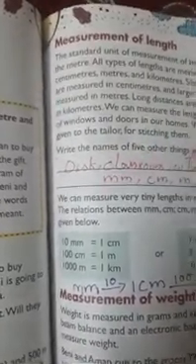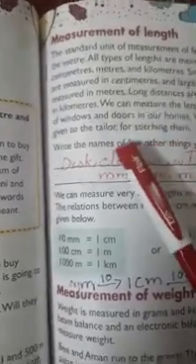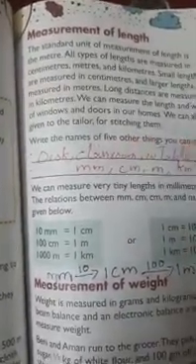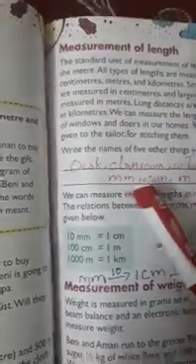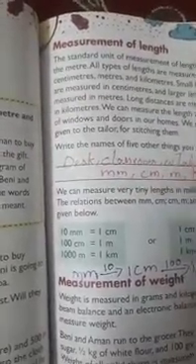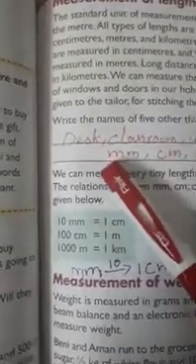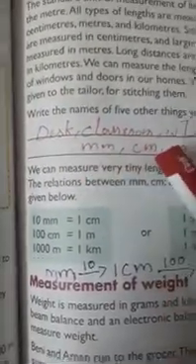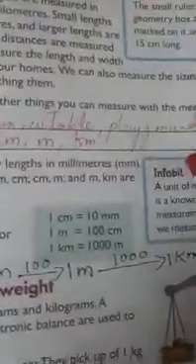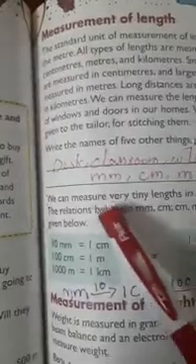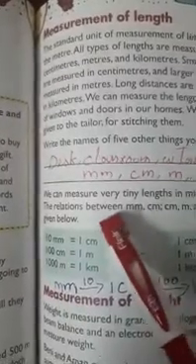We can measure the length and width of windows and doors in our homes. We can also measure the size of clothes to be given to the tailor for stitching them. So write the names of 5 other things you can measure with the measuring tape. Which are the more things which you can measure by this tape? You can measure your desk, where you sit and write. Your classroom you can measure in meters. Your writing table, your playground, you can measure.